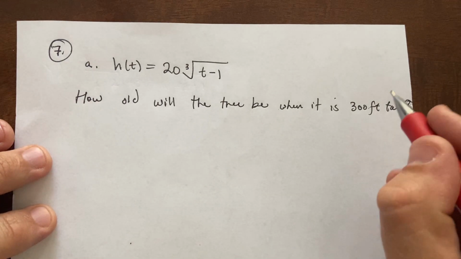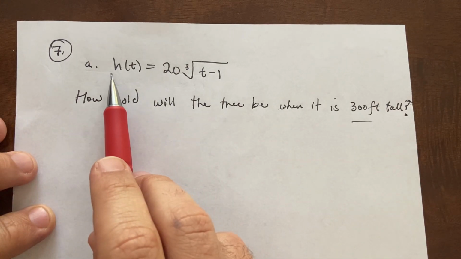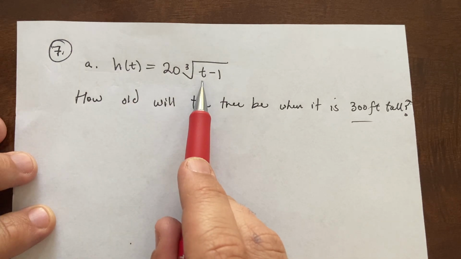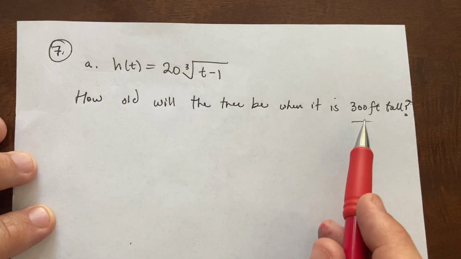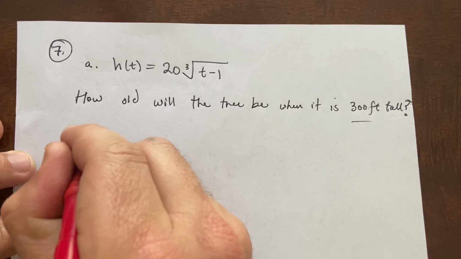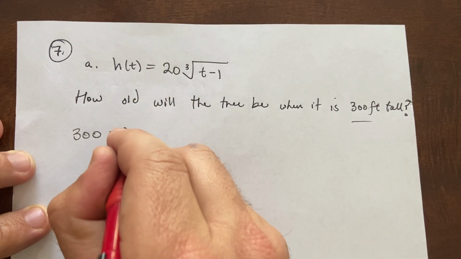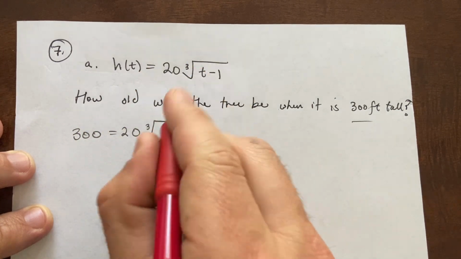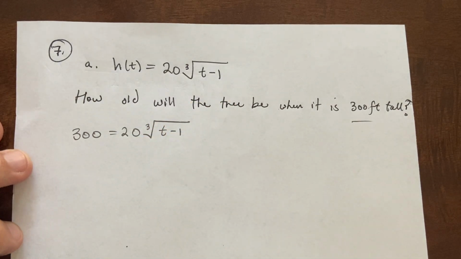So you might be wondering, okay, what do I do with that 300? Well, h is the height, right? t is the age of the tree. So plugging in that 300 goes in for h, not for t. So we're looking for t, the age.